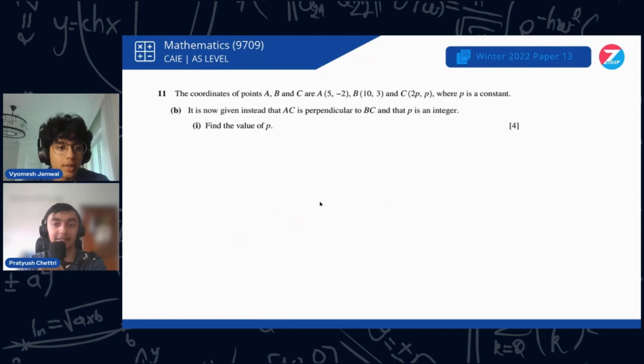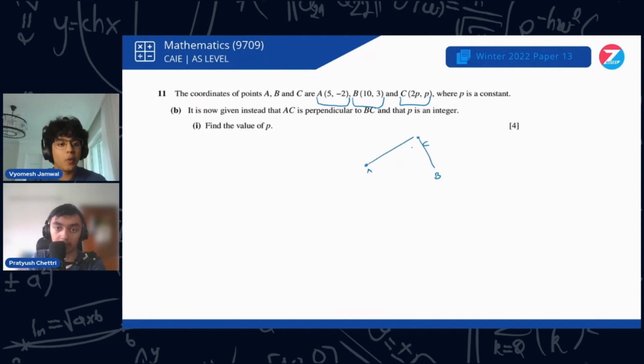Sure, so it says the coordinates of points A, B, and C are as follows, where p is a constant. It's not given that AC is perpendicular to BC, and P is an integer. So I guess this is just like a follow-up question from the last question, right? Mm-hmm. And it says AC is perpendicular to BC. So what we can do is form two equations for the gradients of both AC and BC.